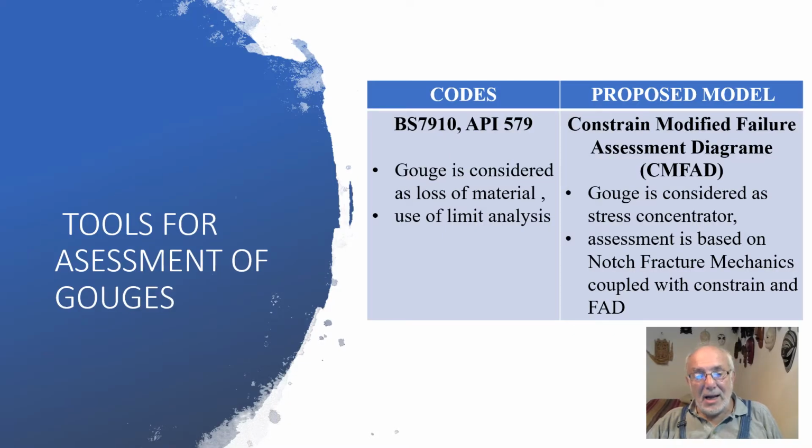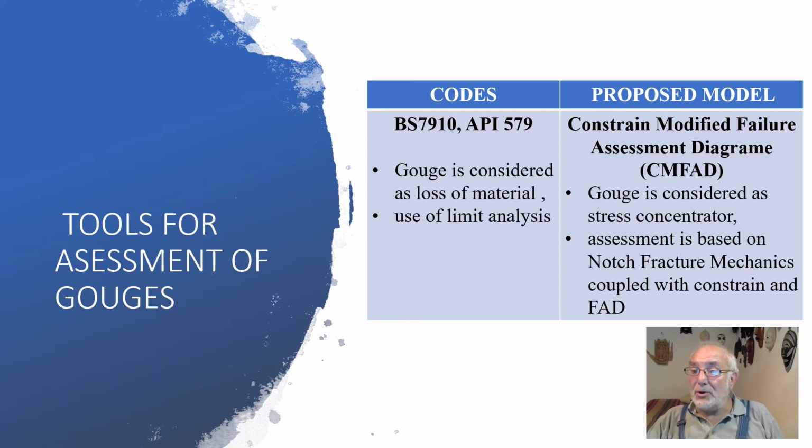In this slide, we make a review of the tools for assessment of third-party impact defects, and particularly the case of GOUGE. We have two kinds of tools, according to codes or according to advanced model. For codes, we refer to the British standard and the American Petroleum Institute, and in this code, GOUGE is considered as a loss of material, and the code uses the limit analysis.